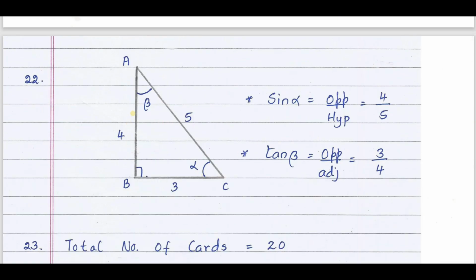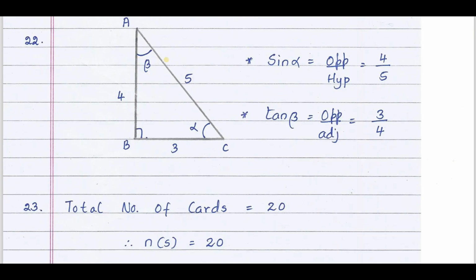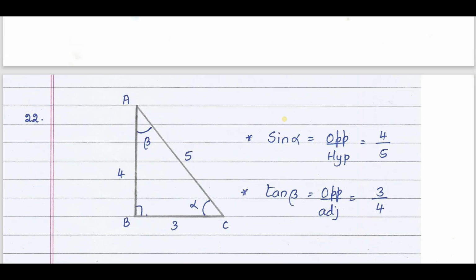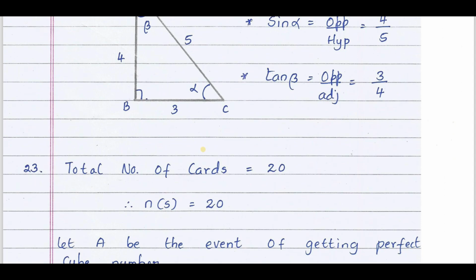Sin alpha equals opposite by hypotenuse. With respect to alpha, opposite is 4, hypotenuse is 5, and with respect to beta, opposite is 3 and adjacent is 4. Therefore, tan beta equals opposite by adjacent, which is equal to 3 by 4.